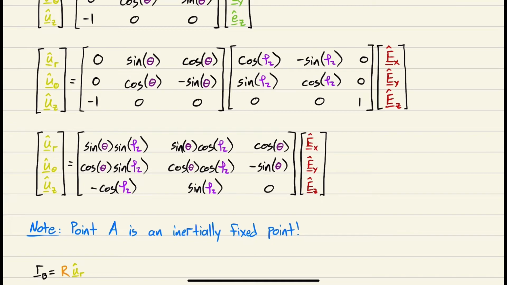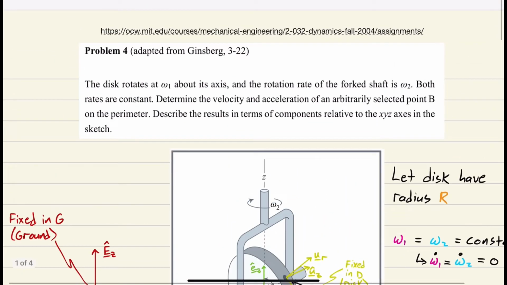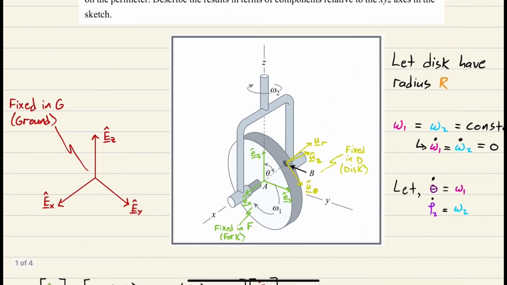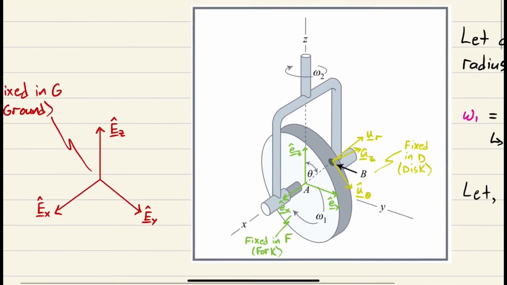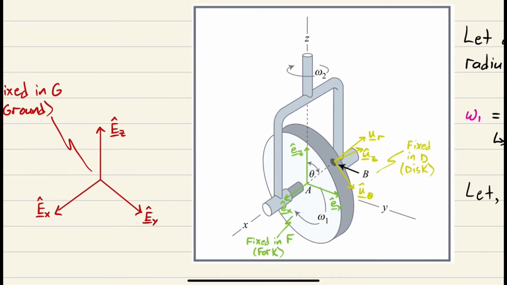All right, so DCMs are done. Fantastic. That's the hardest part of this whole problem. And now we're going to get to the kinematics. We always do these problems the same way. We first write our position vector from an inertially fixed point out to our point of interest. What inertially fixed point are we going to pick? You can pick any inertially fixed point you want. I'm going to pick point A because I think that's the easiest.